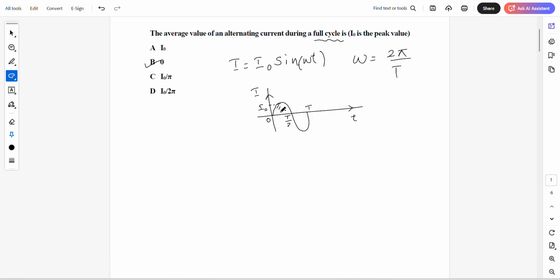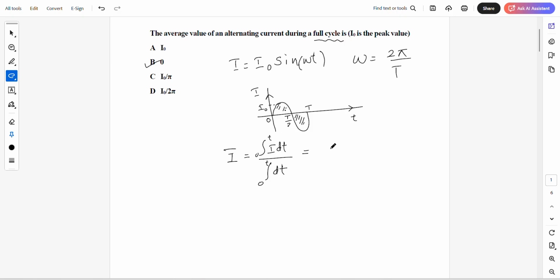See, the area here is positive, and here the area is negative. Over a full cycle, what is the average value? The average value will be 0. It is given by integral of I dt divided by integral of dt, and here you have to apply the limits 0 to T.